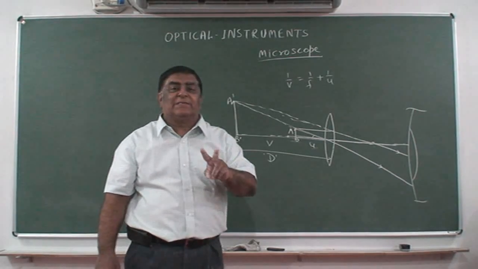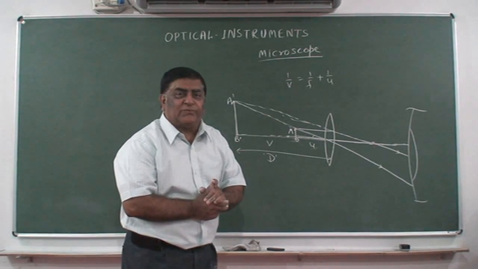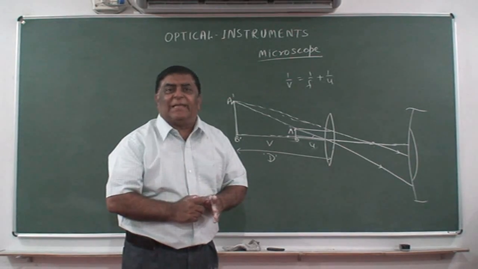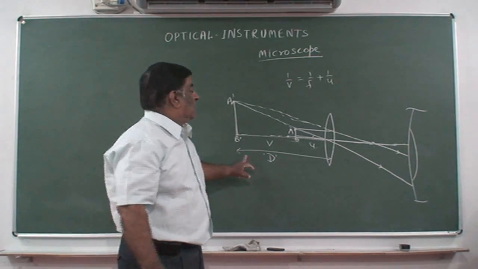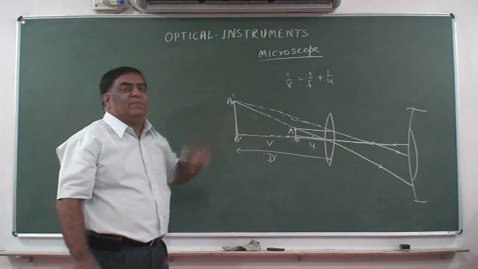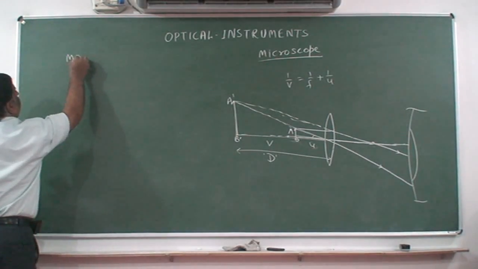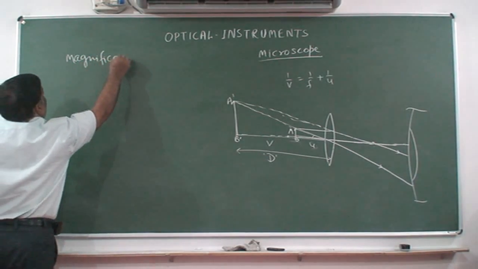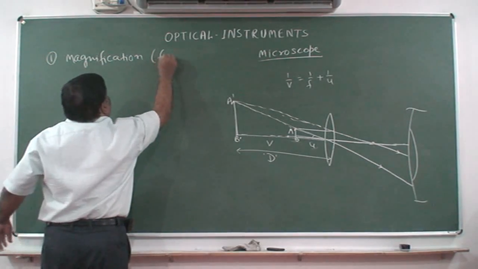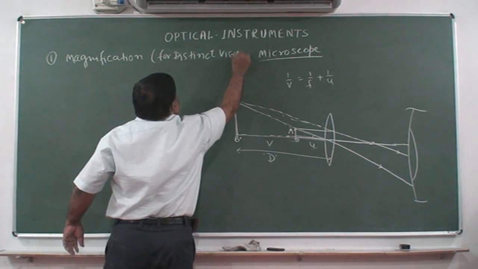So there are two settings of a microscope. This we must understand from the very basics. If we want to see the objects most magnified, if we want to see it very clearly, then the image must be formed at distance of distinct vision. So here it is there. Now, how much will be the magnification? Magnification, we know the formula. Magnification, and here we write, this is first case for distinct vision. For distinct vision.